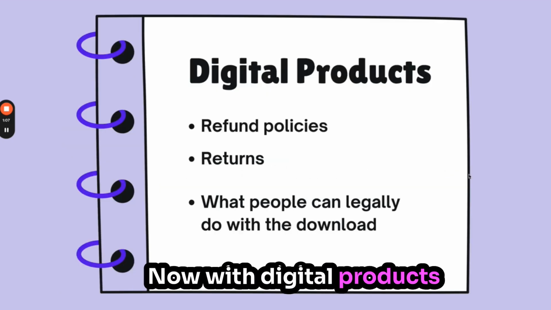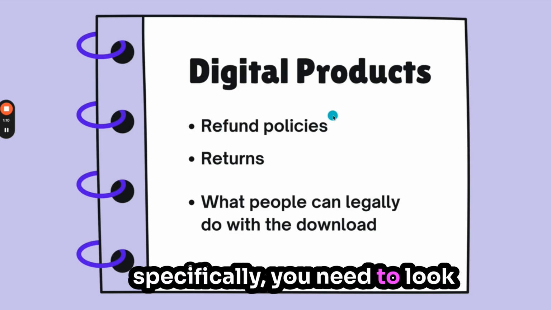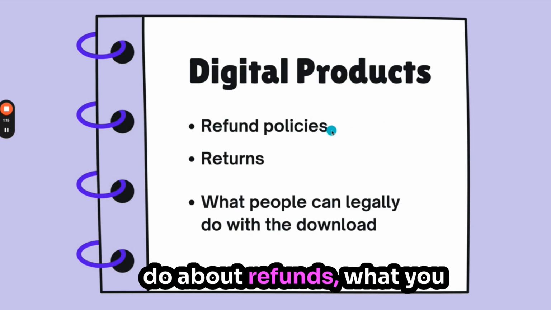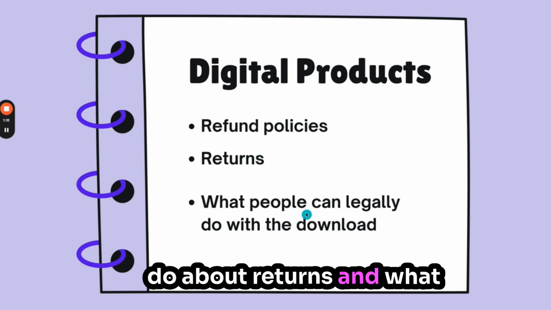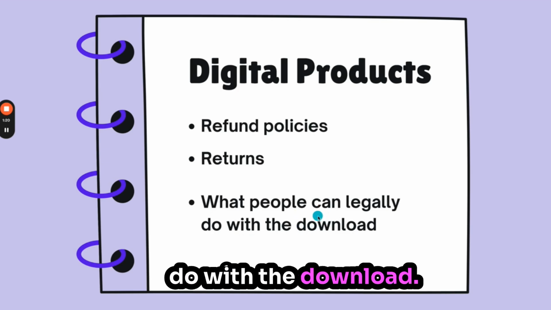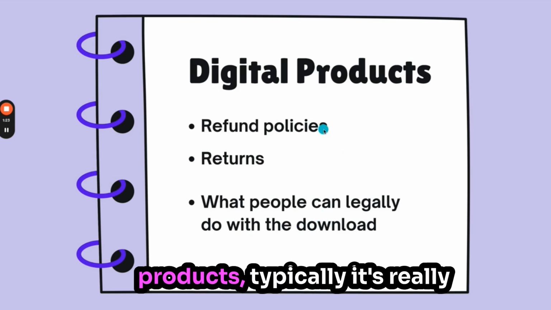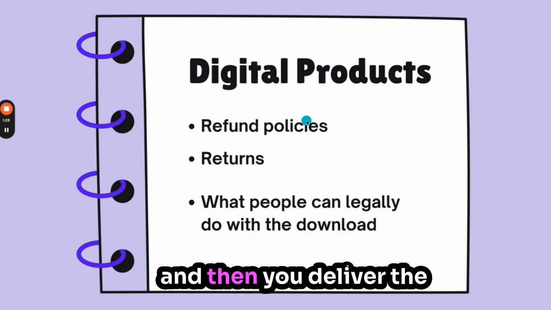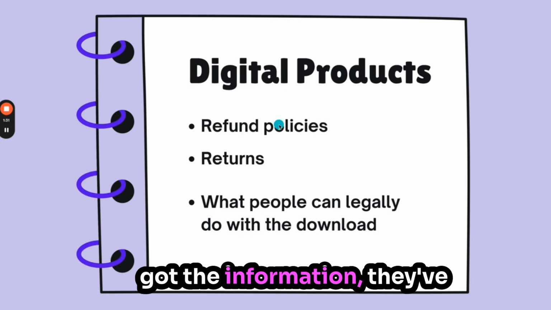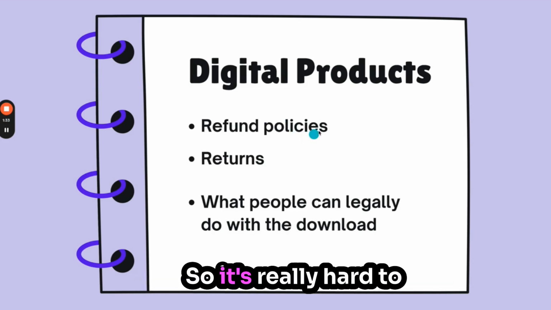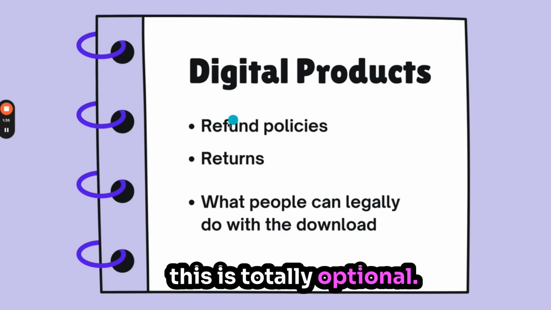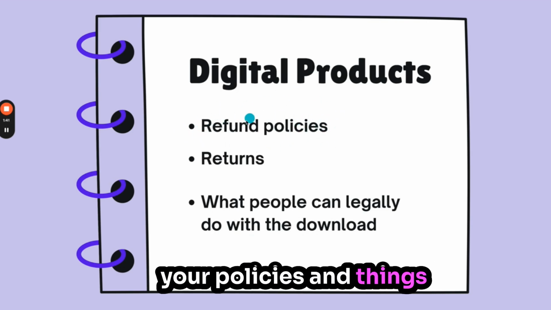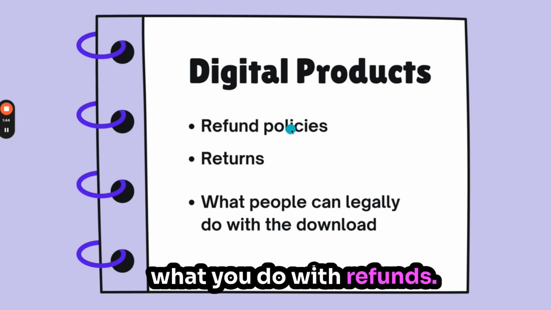Now, with digital products specifically, you need to make sure that you put in your policies what you do about refunds, what you do about returns, and what people can actually legally do with the download. With refunds in digital products, typically it's really hard to give refunds because once somebody buys a product and you deliver it via email, if they've got the information, they've already used your product. So it's really hard to do that, but this is totally optional. Just make sure when you are creating your terms and conditions and your policies that you specify what you do with refunds.